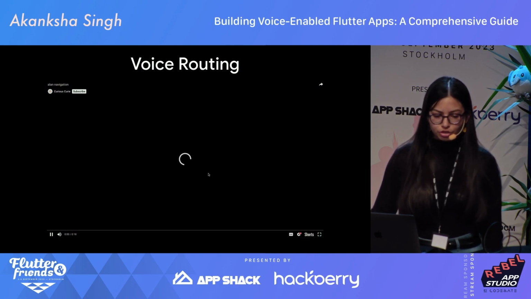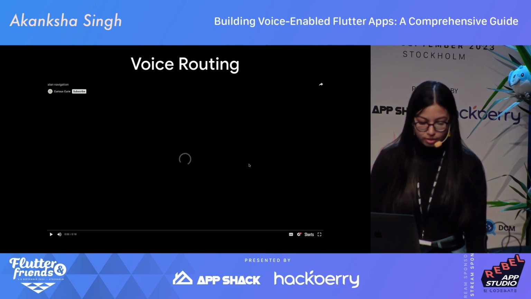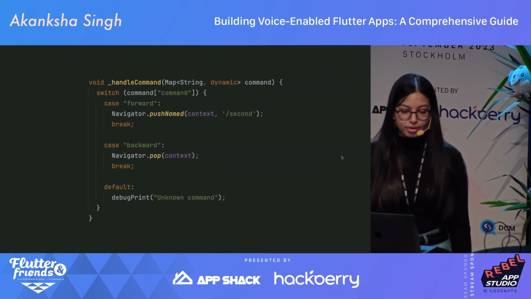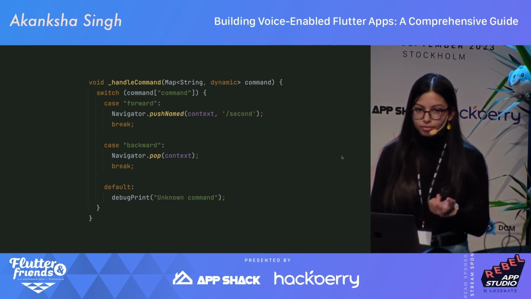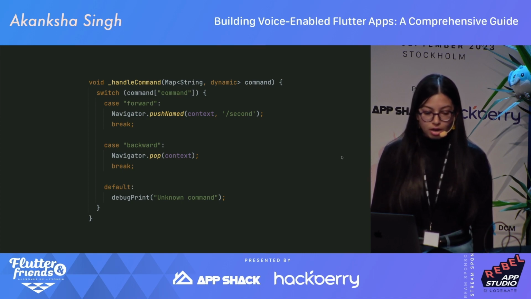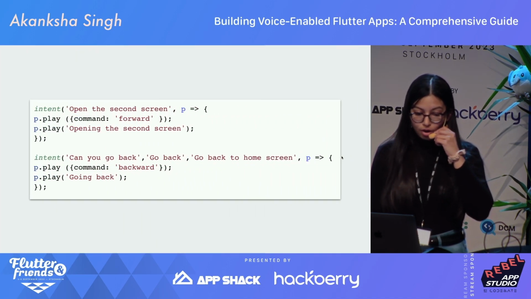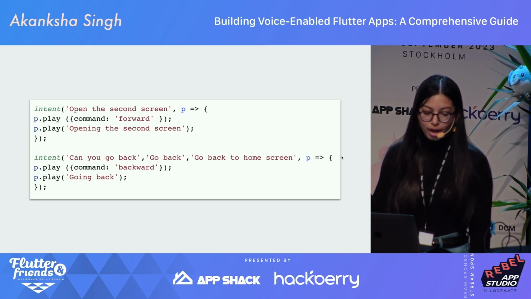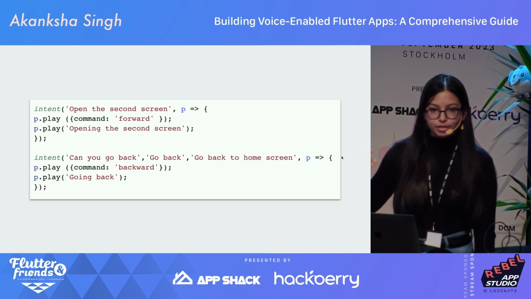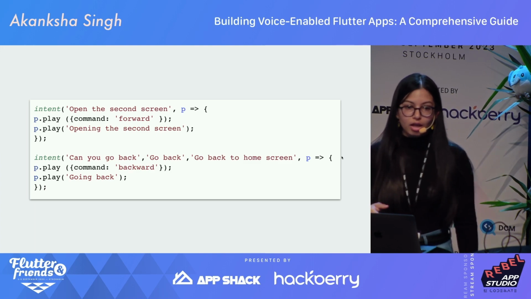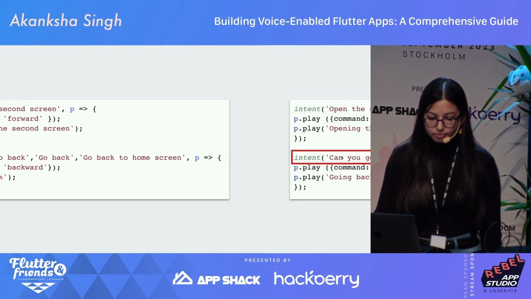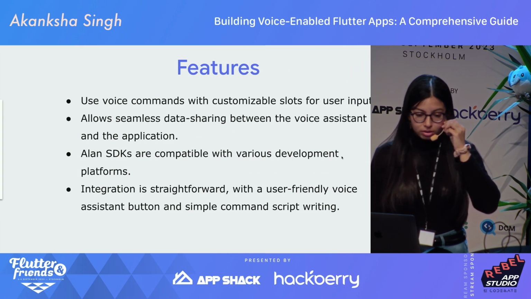So I'll just quickly show the code maybe. Yeah, so the code for this is also very simple. It's just going forward and backward for this example, but you can navigate to different screens and menus. And this is how it should be in Alan. So here you can see when I say, can you go back, or go back to home screen. So these are just multiple ways of saying what the user wants to say, and then it'll just go back. So those are some of the commands.